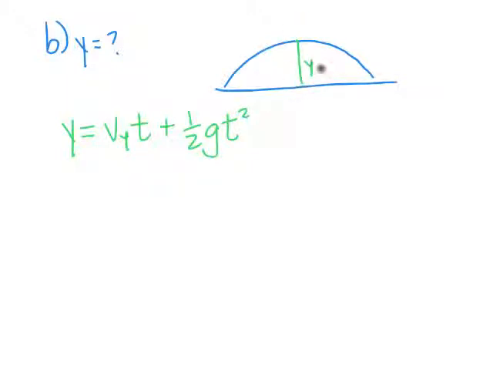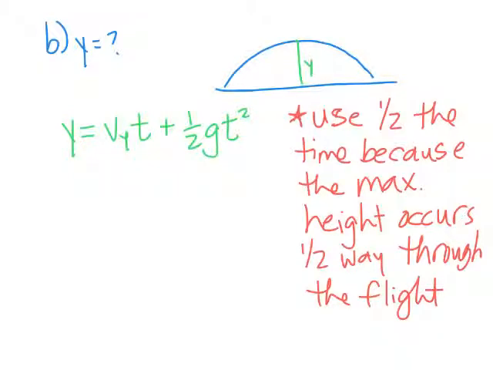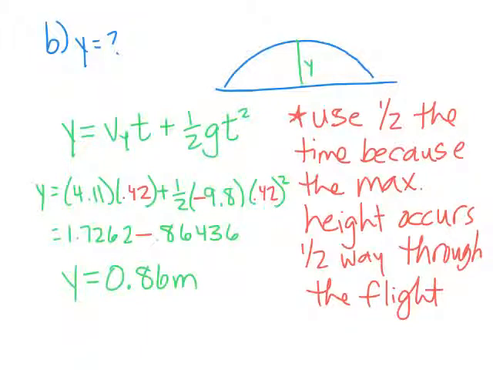Notice that the y, the maximum height, occurs halfway through the flight. So when we go to plug in for the time, we're actually going to use half of that time value that we found in part A, because the time in part A was to travel from here all the way across, and the maximum height occurs halfway in between. So I'm going to write that down as a note for you. Again, when we plug in our values, we're going to use half of the time because the maximum height occurs halfway through the flight. I'm going to plug in my numbers and solve the equation. I wrote some of the tricks in different colors to point them out. For the t values, you're using half the time, and then don't forget that gravity is negative. You should have ended up with a maximum height of 0.86 meters.